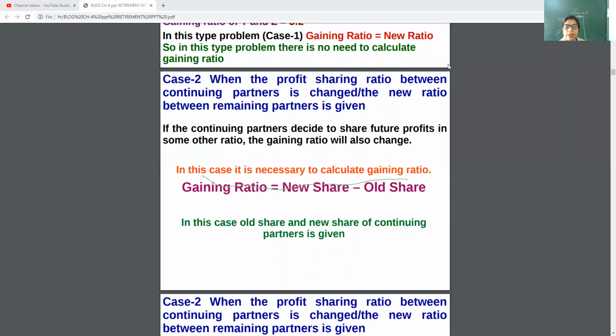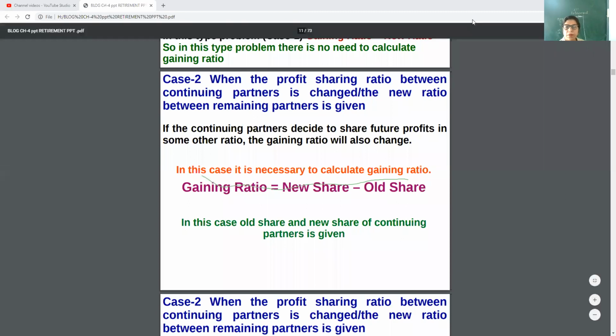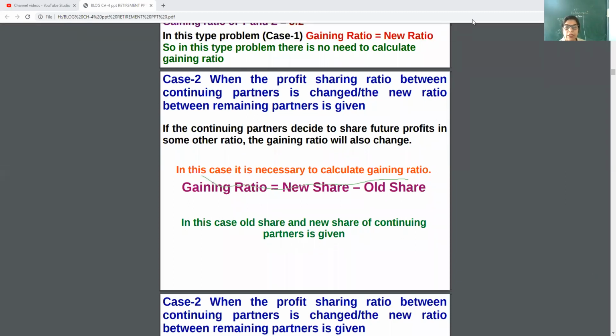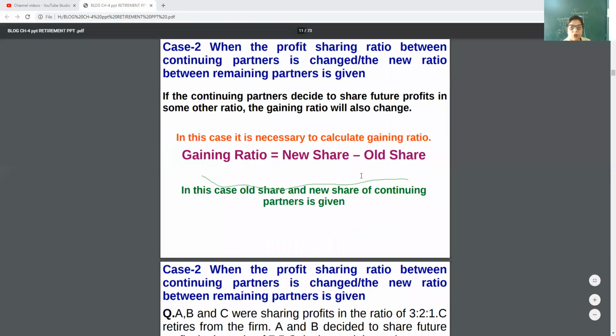When old and new both ratios are given, in this case, when we have to calculate the gaining ratio, it is new minus old. Gaining ratio, when old and new are both given, then GR is again, the formula of GR is the same: new minus old. See, I am going to show you.